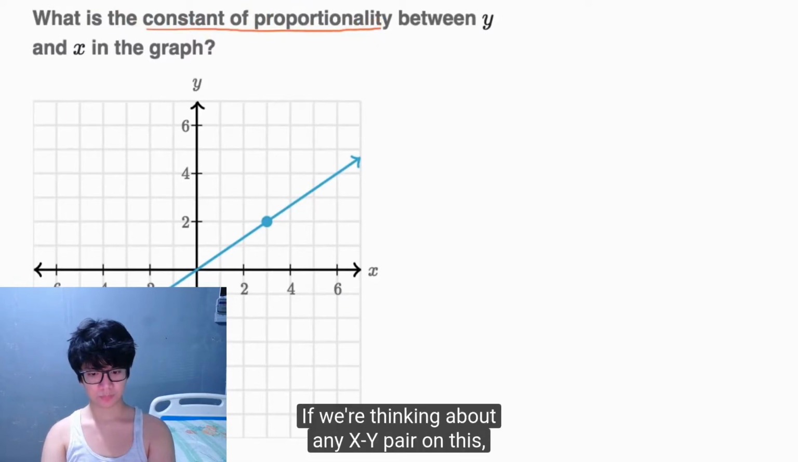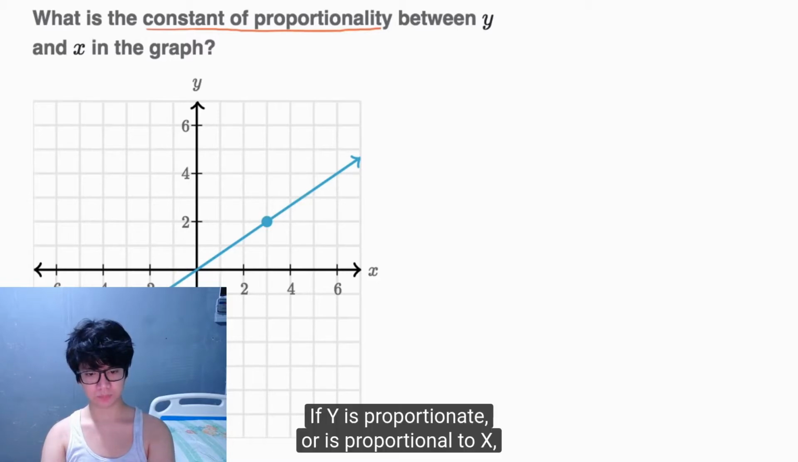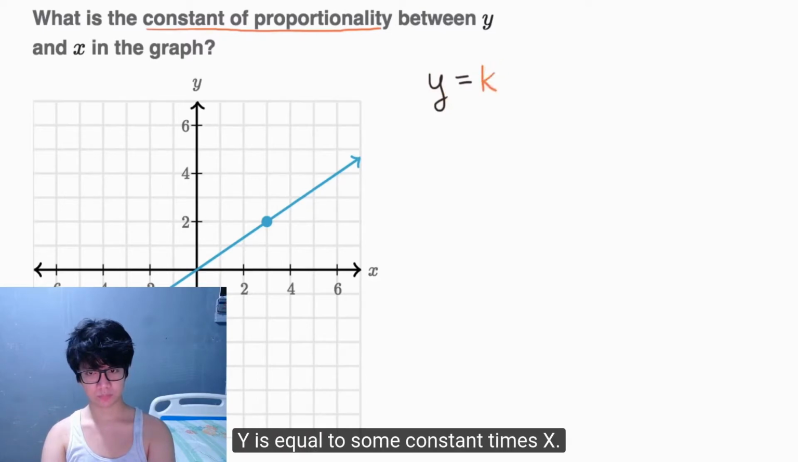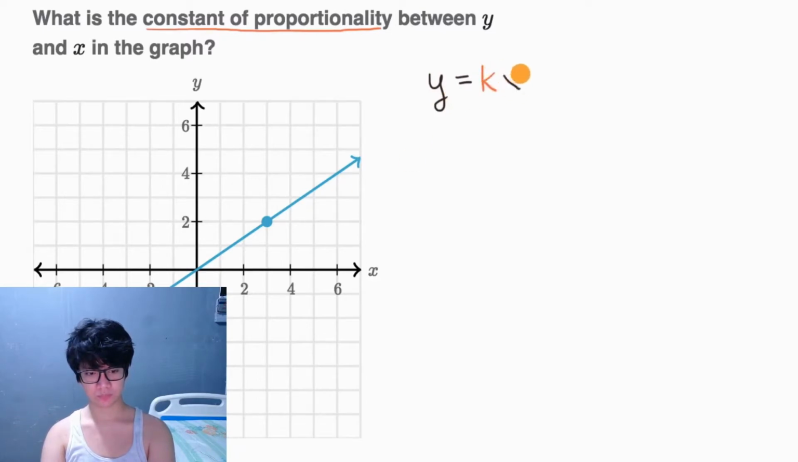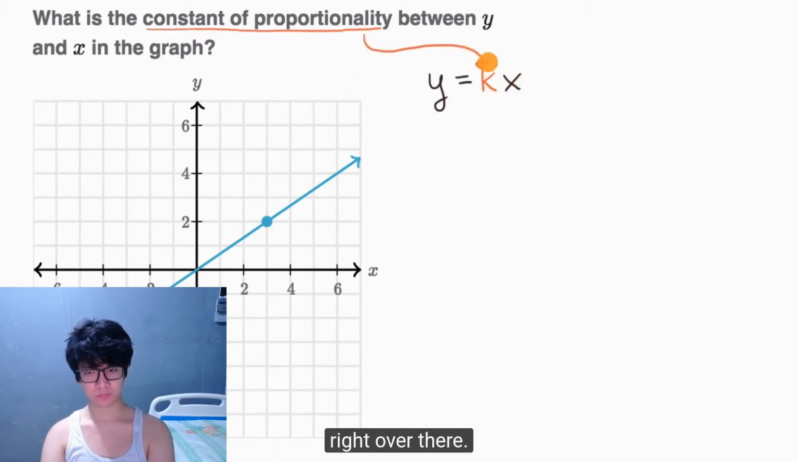If we're thinking about any x, y pair on this line, let's say right over here, we have some x comma y. If y is proportional to x, then that means we can say that y is equal to some constant times x. And that constant is our constant of proportionality, right over there.